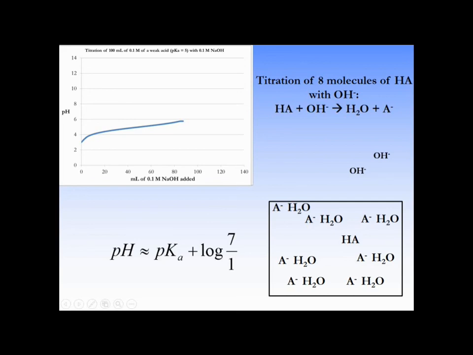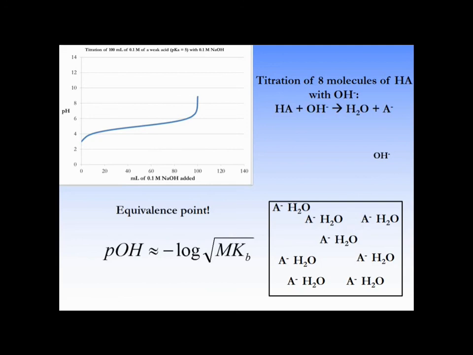Now here's a very special point. Notice what happens when I add the last hydroxide to consume the last weak acid. Boom, that pH shoots up like crazy. I can no longer use the buffer equation because I don't have a buffer here. There's none of the conjugate acid present. I've used it all up.